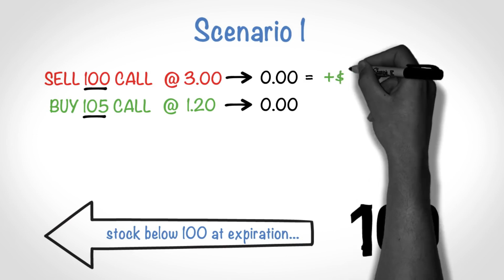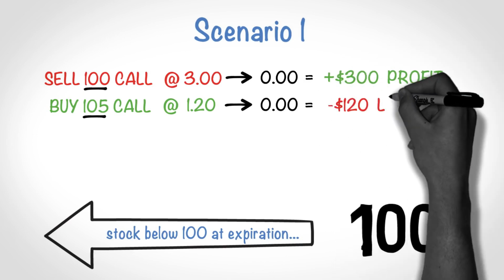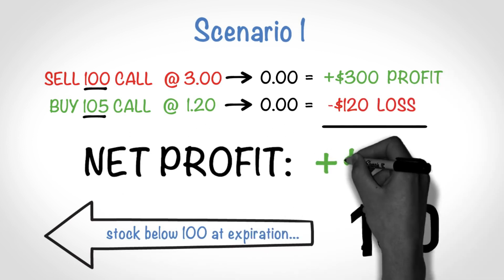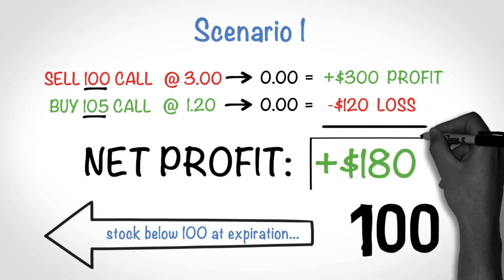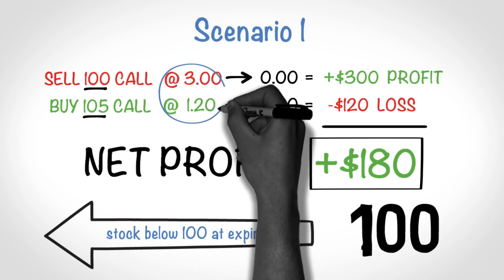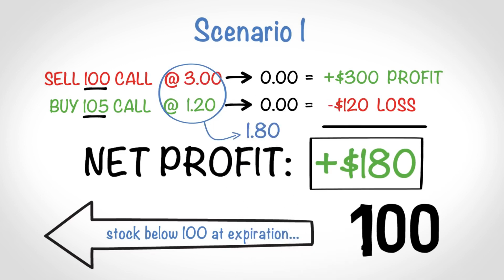That means we made $300 on the short 100 strike call, but we lost $120 on the long 105 strike call. So our net profit is $180. And that's how we look at it. We don't really care about each individual leg of the trade. All we care about is our net profit of the vertical spread as a whole. And actually, once you understand vertical spreads and start trading them, you probably won't even look at the prices of each individual option. You'll simply monitor the price of the entire spread itself, and I'll show you how to do that at the end of this video.